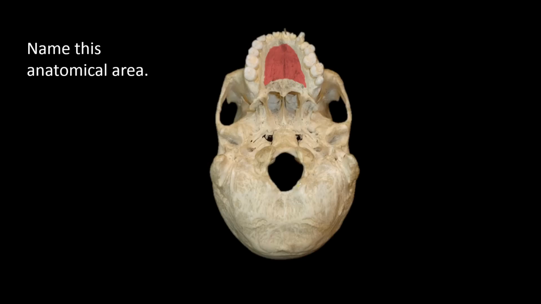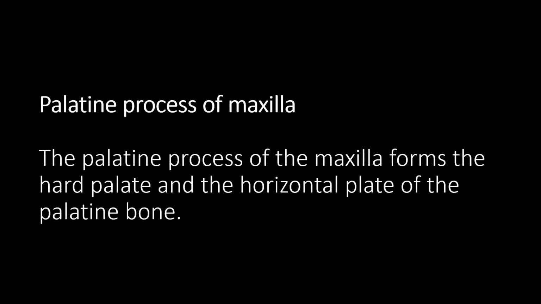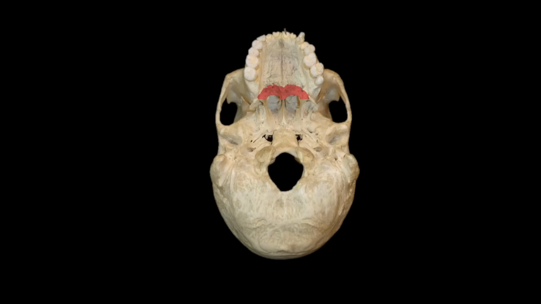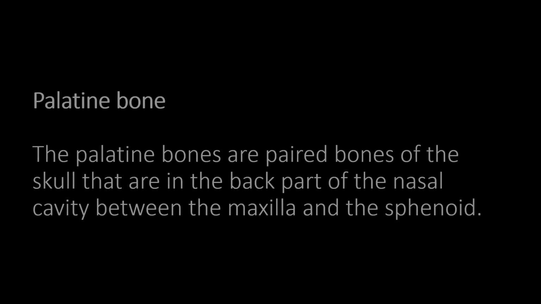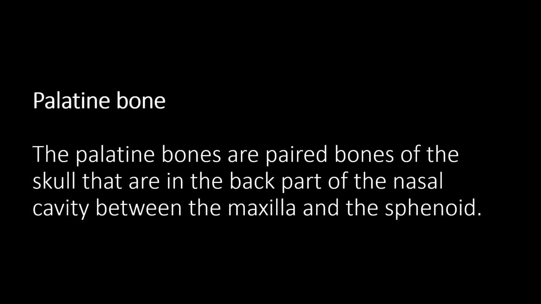Name this anatomical area. Palatine process of maxilla. The palatine process of the maxilla forms the hard palate and the horizontal plate of the palatine bone. Name this anatomical area. Palatine bone. The palatine bones are paired bones of the skull that are in the back part of the nasal cavity, between the maxilla and the sphenoid.